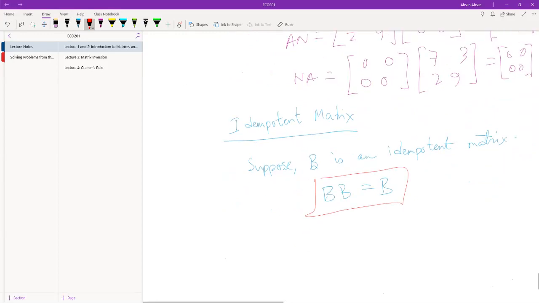So as you can see, identity matrices are an example of an idempotent matrix, because if we multiply identity matrices with themselves, we get the matrix back. However, there can be other idempotent matrices. They're very rare. You won't come across them often, but there are other matrices which are not identity matrices that, if you multiply with itself, you get the matrix back.